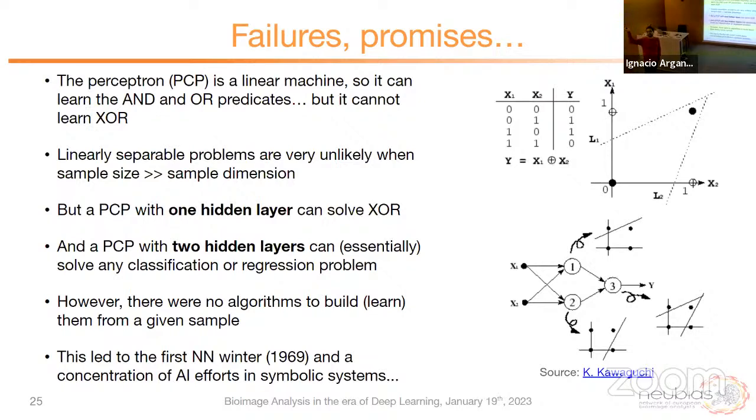Okay, so this is great, right? Problem solved. Well, not that fast because there was a very big issue there. That is that there was no algorithm to train such a nonlinear machine based on iteratively providing more samples. So this actually led to what is known as the first winter of neural networks at the end of the 60s, and then it moved artificial intelligence towards other types of systems, like symbolic systems, that actually became the first winter of artificial intelligence in general. They thought it was a dead end.